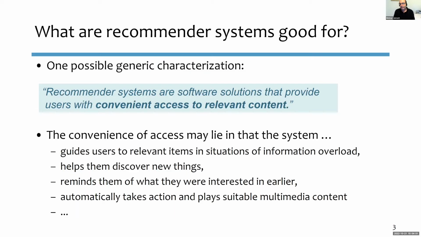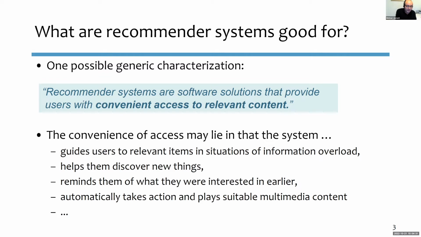So I would like to start by giving some history on how this field developed, and why it's important to look at multi-objective recommender systems. First of all, I tried to come up with a new, very generic definition of what a recommender system is and what it's good for, what the objective is. Recommender systems are software solutions that provide users with convenient access to relevant content. I tried to be very generic here.